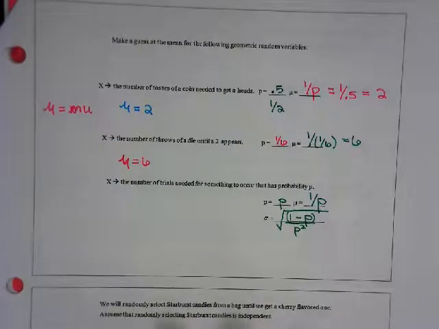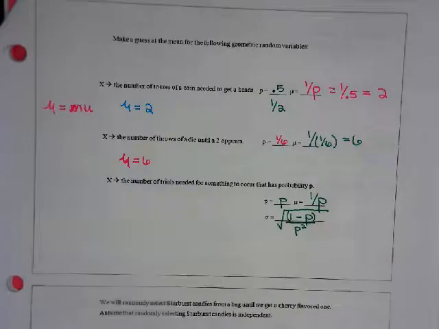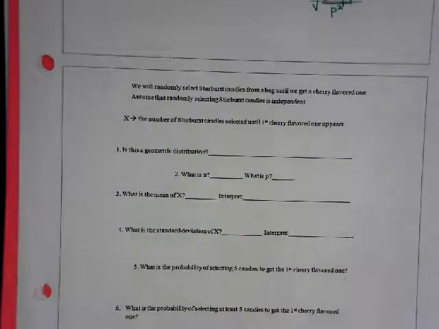All right, so we're going to go back to Starburst. So we're going to randomly select Starburst candies from a bag until we get a cherry flavored one. We're going to assume that randomly selecting Starburst candies is independent.